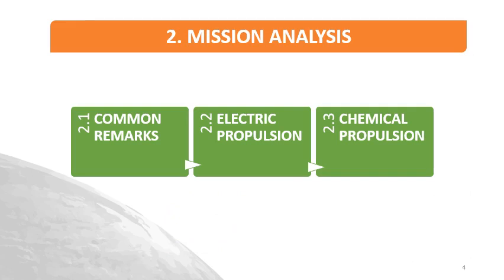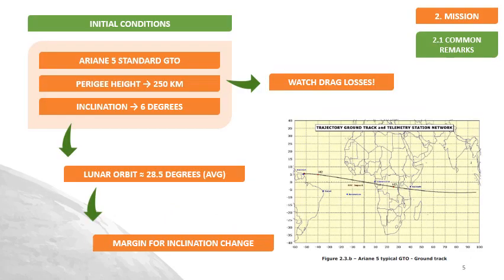Hello, my name is Jorge and I'm going to continue with the presentation. The next section consists on the mission analysis. The first thing is to consider the initial conditions of the mission. It has been assumed that the mission starts at the design GTO of the Ariane 5 launcher, the one used by the ESA. It has a perigee height of 250 km, so drags must be taken into account. It also has an inclination of 6 degrees, so a margin for a plane change must also be considered.